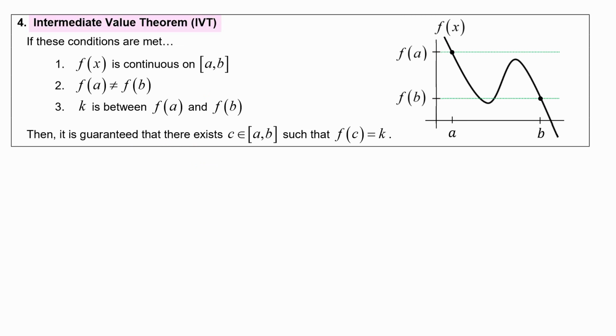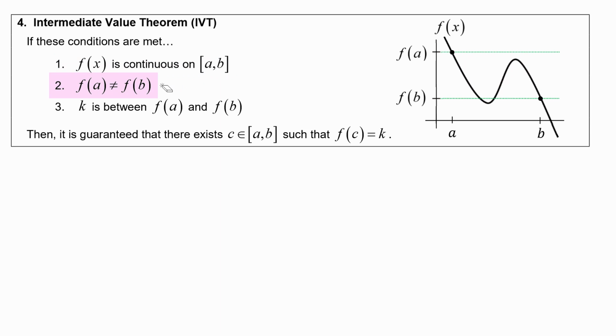Next up, we have the intermediate value theorem, which you can abbreviate IVT. If these conditions are met, first, f of x is continuous on the closed interval from a to b. Let's look at this diagram. We see that from a all the way over to b, including the endpoints, we can draw that graph without having to pick up our pencil. So f is continuous. We can see that by looking at the graph on this interval from a to b.